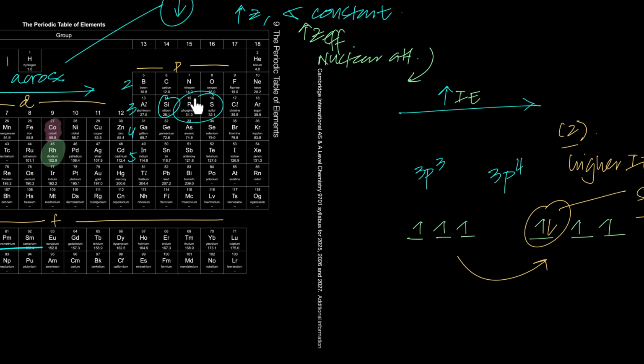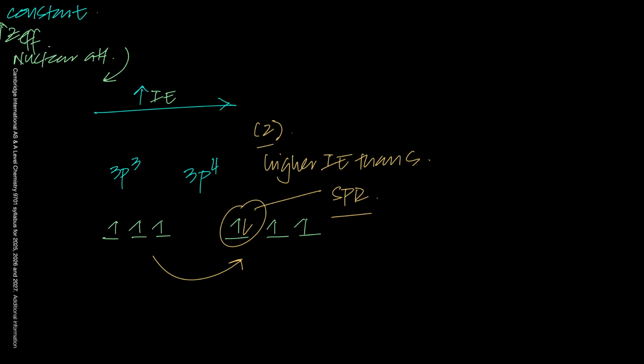So although sulfur has a higher nuclear charge, the spin pair repulsion for sulfur, due to this one fully filled orbital, actually outweighs this higher nuclear charge, and therefore phosphorus has a higher ionization energy than sulfur, right?